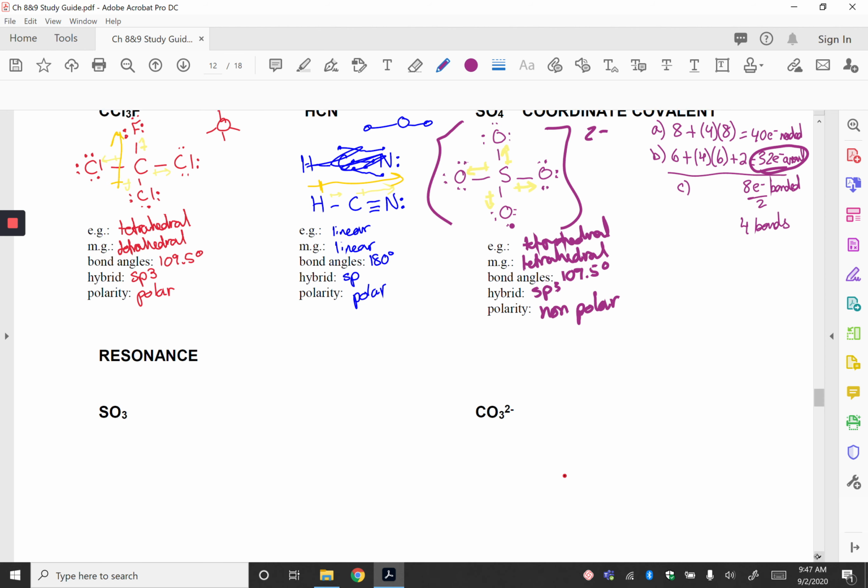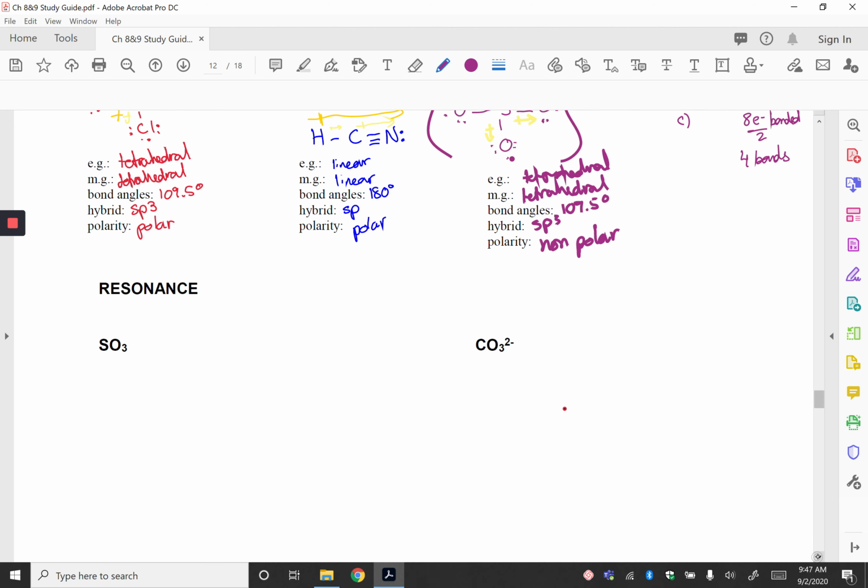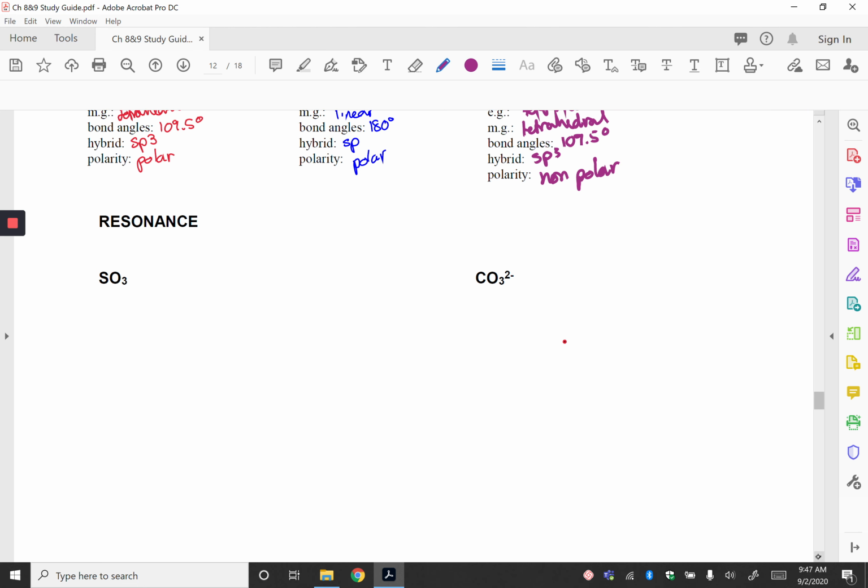Okay, let's look at resonance structures. So we want to draw SO3. Again, you can draw your 6 valence electrons for each of the sulfurs and each of the oxygens and try to move them around, or you can do the math. I'm going to go ahead and do the math just so we can practice a little bit more.